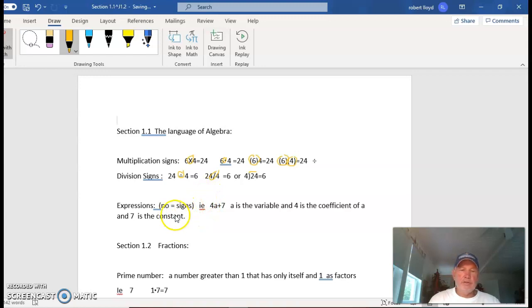Expressions. Expressions have no equal signs. For example, 4a plus 7. A is the variable. 4 is the coefficient of the variable, which tells us how many of the variable we have. And 7 is called a constant because it does not change.